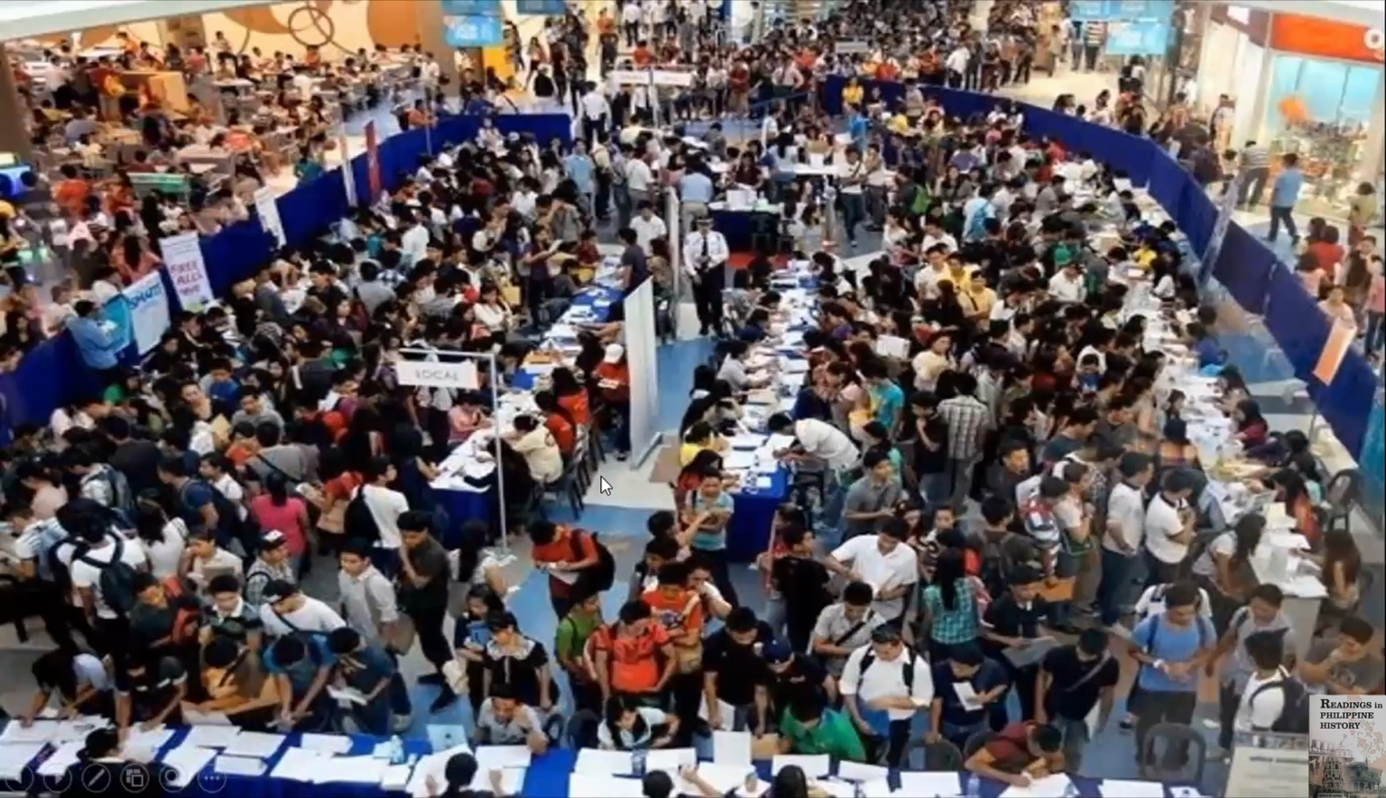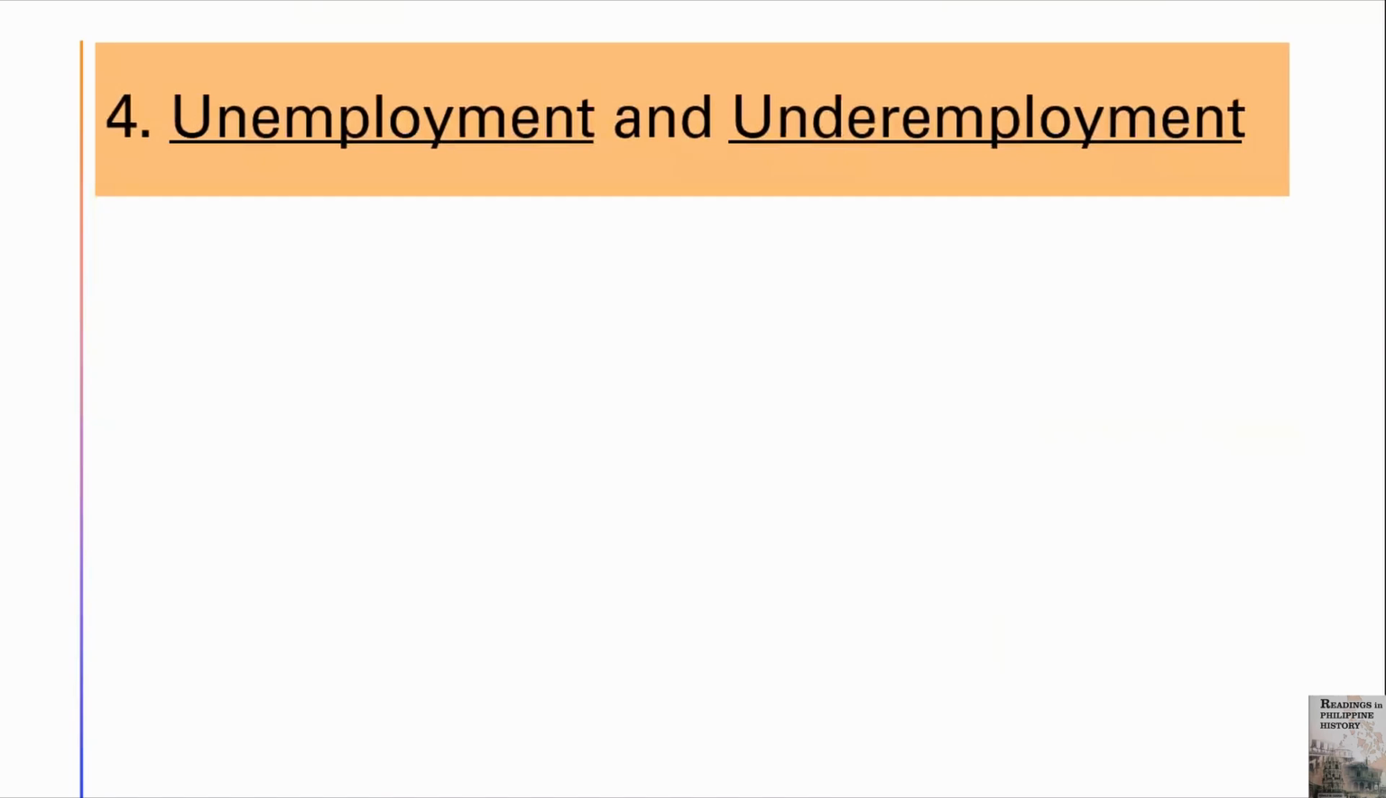Now let's go to the next problem or issues. What can you see in here? There are many lines. They are seeking, there's job hiring. So these Filipinos are seeking for jobs. That's one of the issues in the Philippines, unemployment and underemployment. No job or no permanent job.